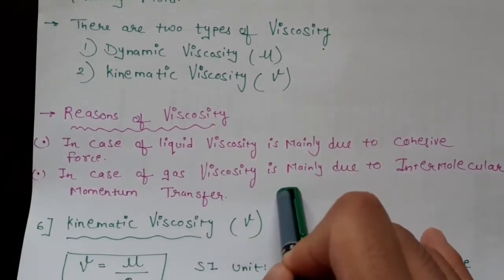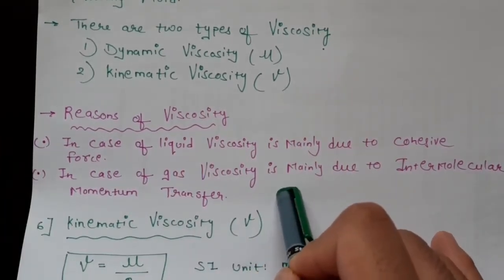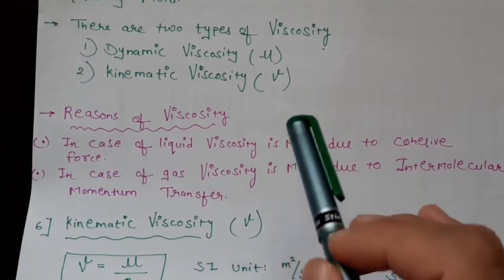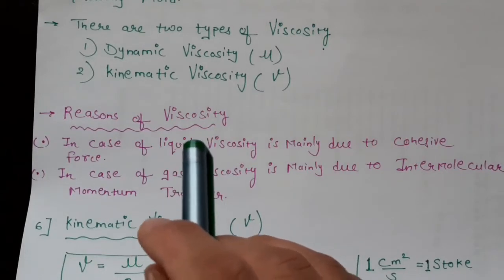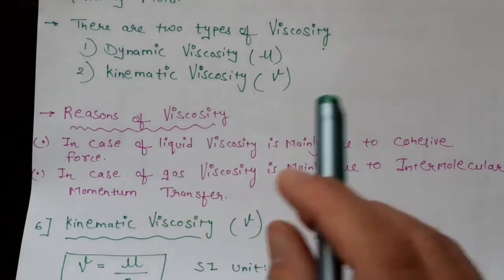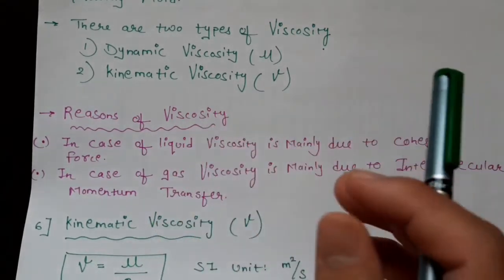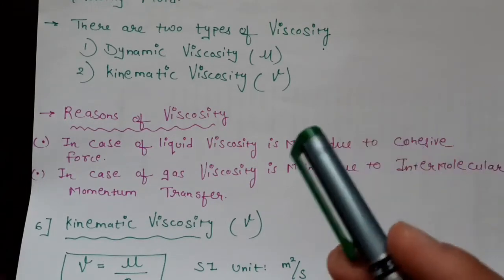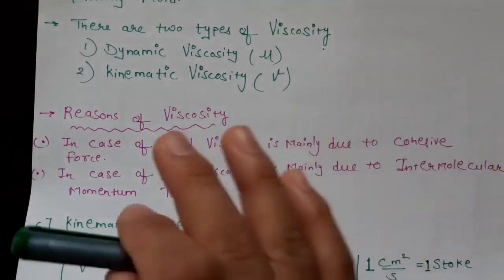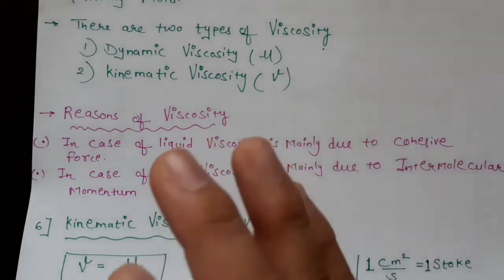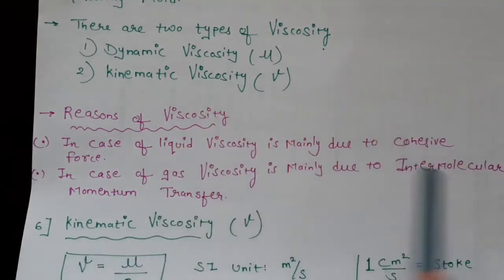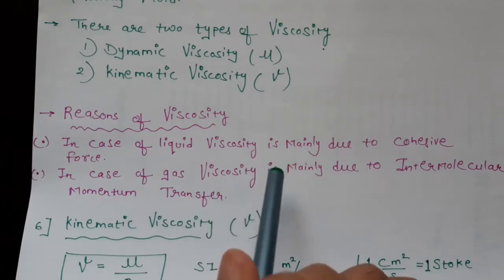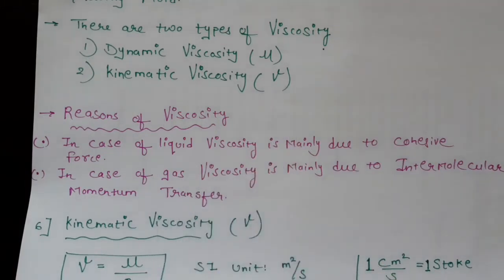For example, take a balloon full of air. In that balloon, the molecules of air are continuously moving and striking each other, and the striking of the molecules with each other transfers the momentum of one molecule to the other molecule. This is known as intermolecular momentum transfer. So due to this intermolecular momentum transfer, viscosity occurs in the gas.